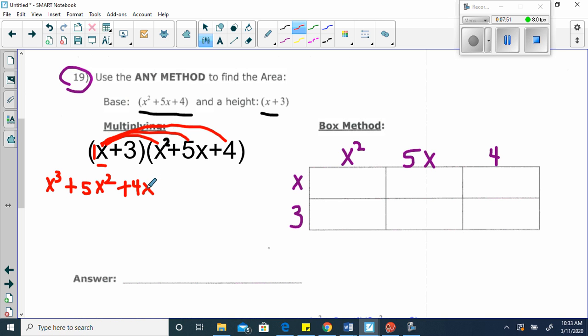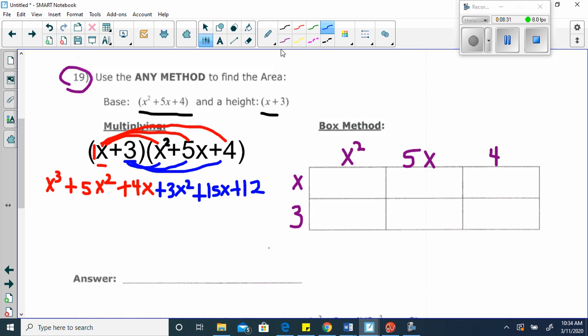Okay, but I'm not done. I've multiplied x by everything. Now I have to multiply this 3 by everything. So I'm going to take the 3 times x squared. That's 3x squared. This one's a little bit easier because there's no variable. So just multiplying everything by 3. So 3 times 5x is 15x. And 3 times 4 is just 12. Any questions on how I got any of those numbers or variables?